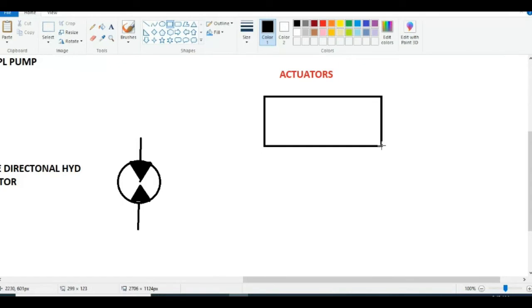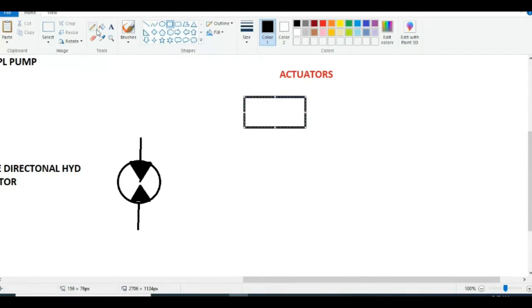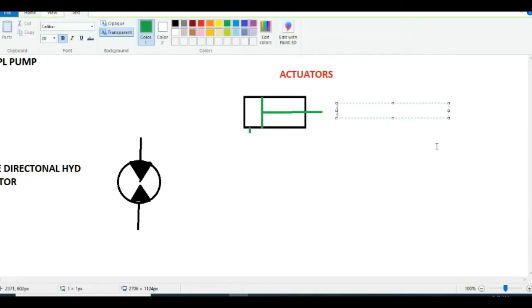If you draw a symbol like this, what is it called? Here you have to show one inlet or outlet port. This is called a single acting actuator.